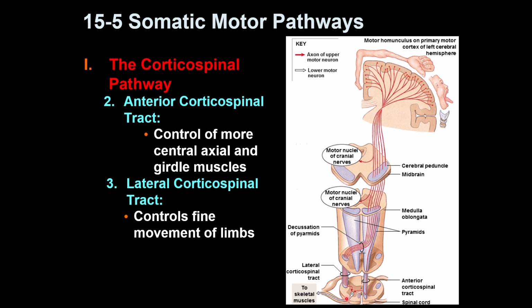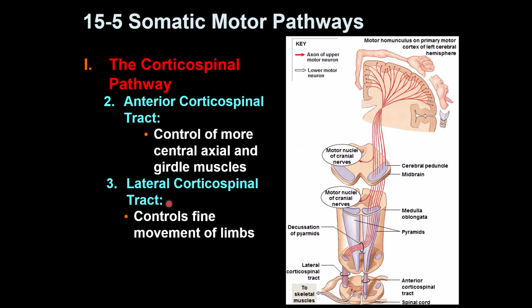Then it synapses with a neuron. This is the lower motor neuron in the anterior horn of the spinal cord. Then it leaves through the ventral root, goes to the skeletal muscle. So this is the upper motor neuron. This is the lower motor neuron, and it crossed the midline. So if somebody cannot move the right side, for example, the right hand or the right leg, it means what? The cortex on the left side of the brain was damaged.